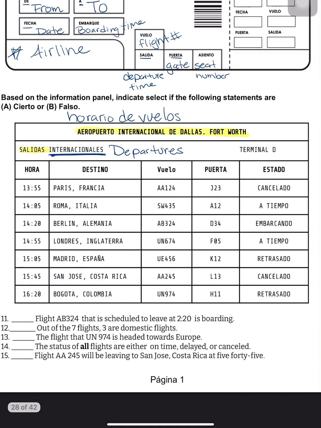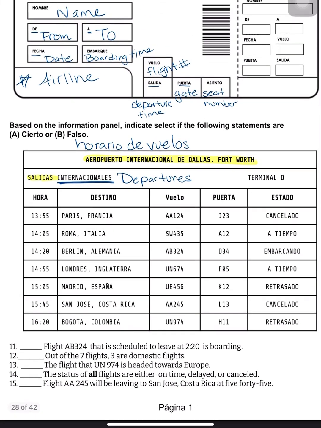So I'm going to start by going over here, and I'm going to see that it's asking for flight AB324. So I'm going to highlight AB324. It's saying that it's scheduled to leave at 2:20, so I'm going to go for the time. So it says, remember 14:20 is going to end up being 2:20. So that so far is okay. And it's scheduled to leave at 2:20 and it's boarding. Okay, so now I need to check that in order to verify fully if this is true or false.